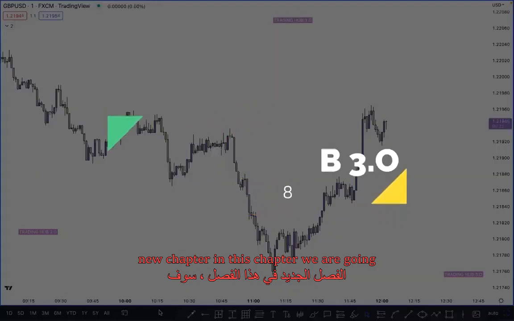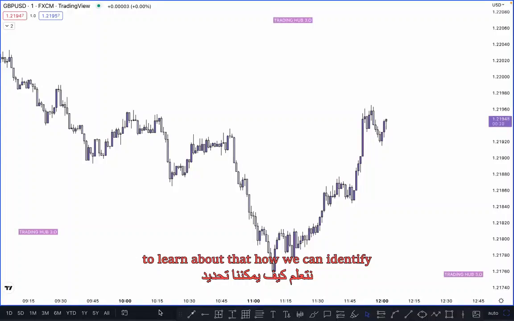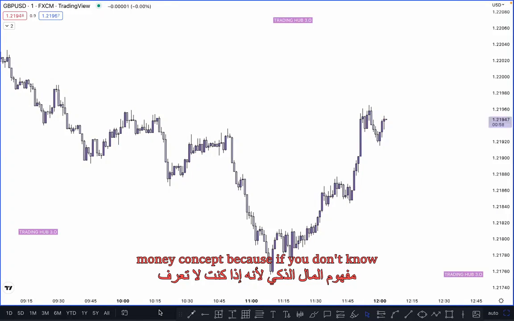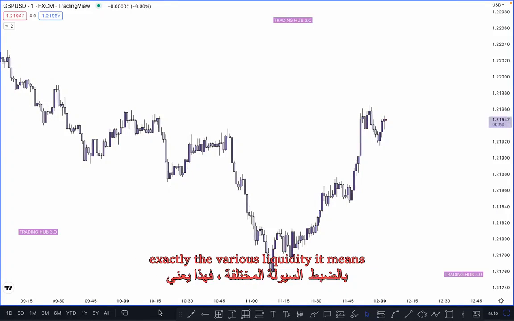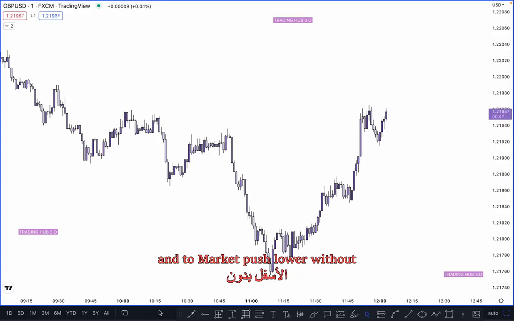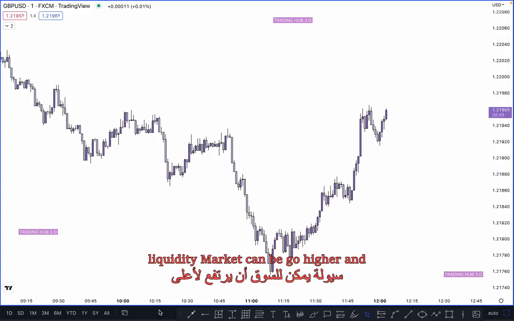In this chapter, we are going to learn how we can identify liquidity and what liquidity is. Liquidity is the main part of the smart money concept, because if you don't know exactly where the liquidity is, it means you are part of the liquidity. Liquidity acts like a fuel to push the market higher and lower. Without liquidity, the market cannot go higher or lower.